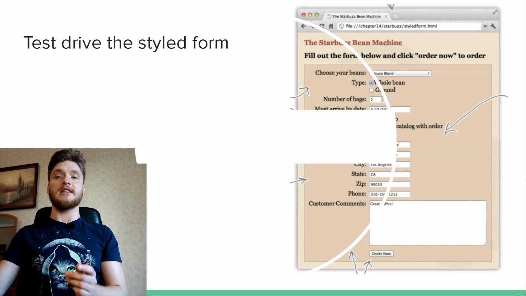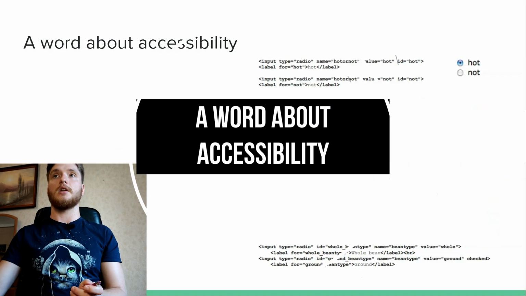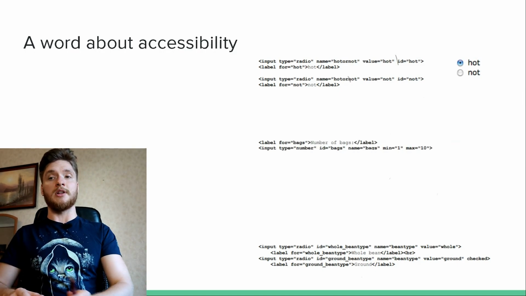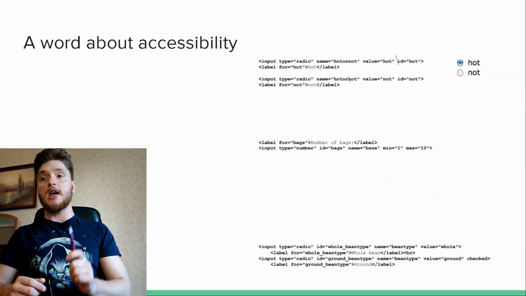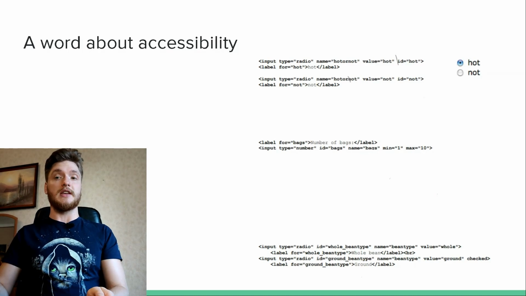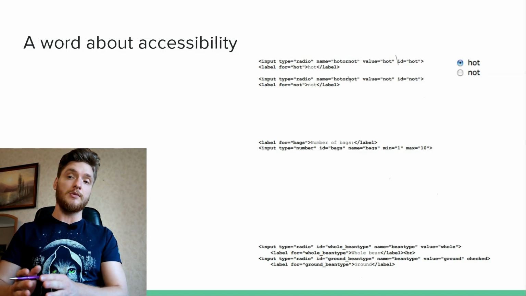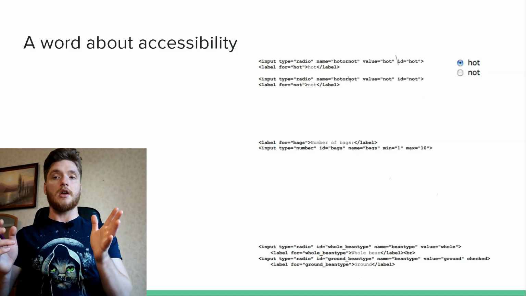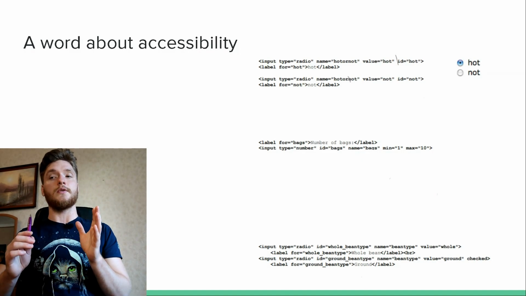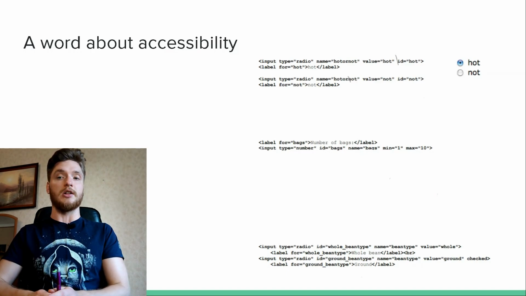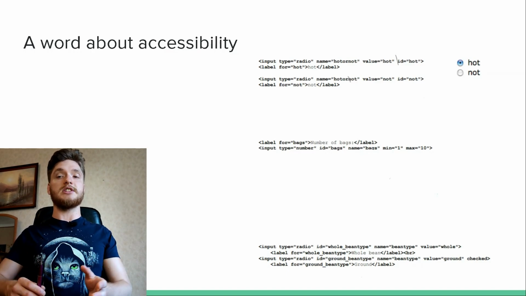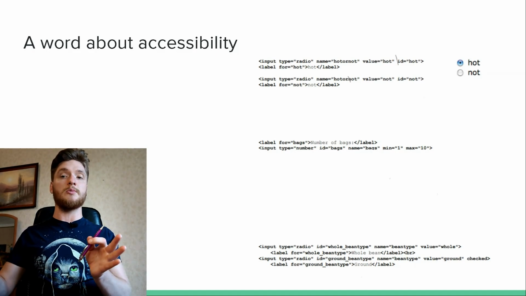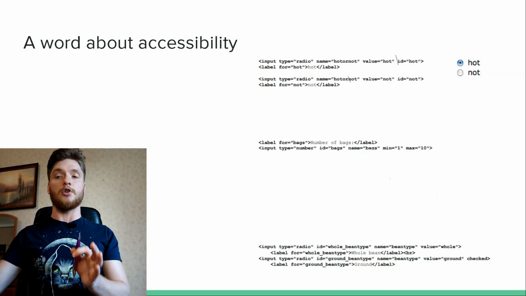A word about accessibility. Okay, so far we've been labeling our form elements with simple text, but we should really be using the label element to mark up these labels. The label element provides further information about the structure of your page, allows you to style your labels using CSS more easily, and helps screen readers for the visually impaired to correctly identify form elements.